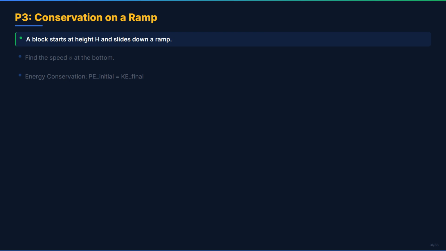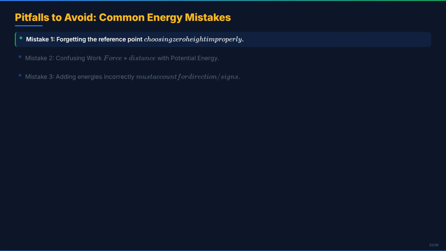Now, we can solve for v and find that v equals the square root of 2gh, a simple yet powerful demonstration of physics. A common mistake is incorrectly setting the reference point for gravitational potential energy. Remember, PE equals mgh. If you choose the ground as your zero reference point, then the ground's PE is 0.